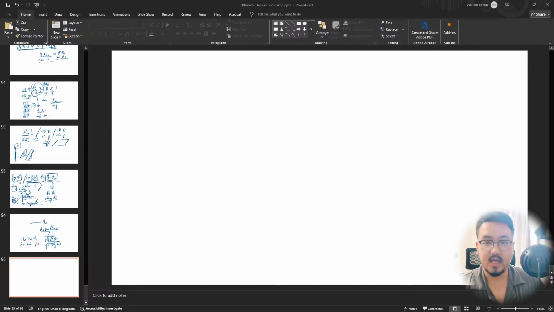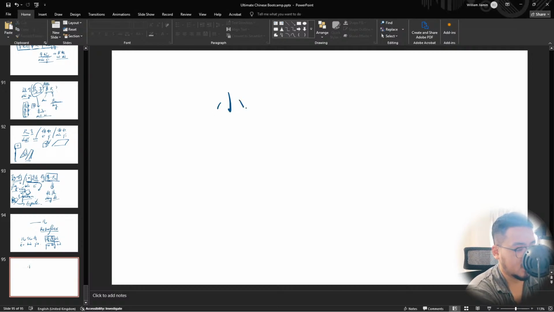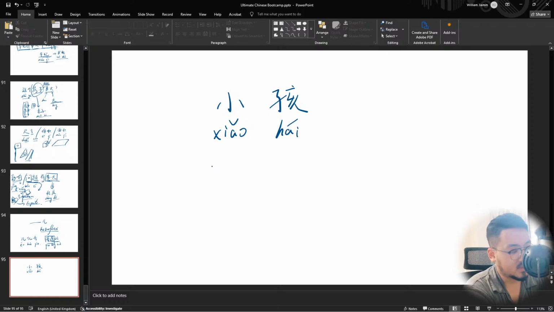So let's look at the HSK textbook curriculum's retroflex finals example. Okay, so 小 is small, and 孩 is 子, like the son. 小孩 means small kid, right? So basically, you can sort of treat this as a 小.